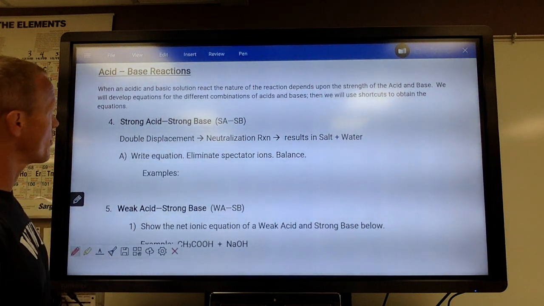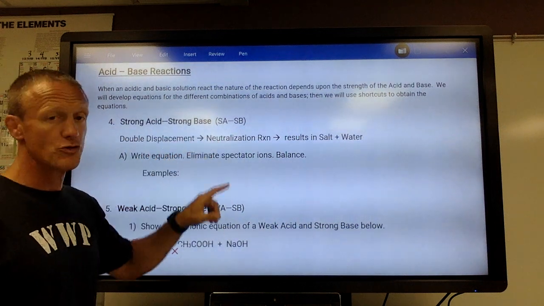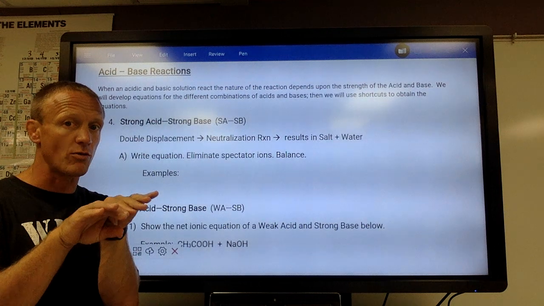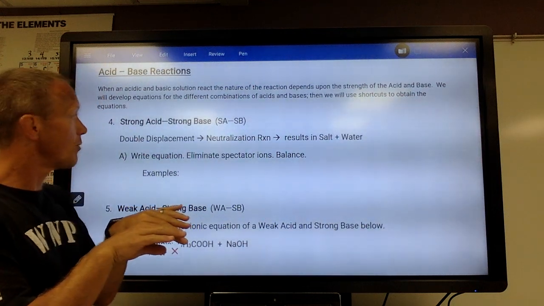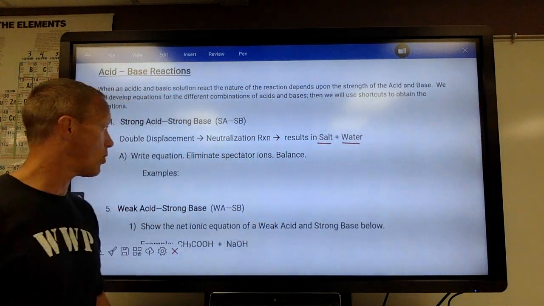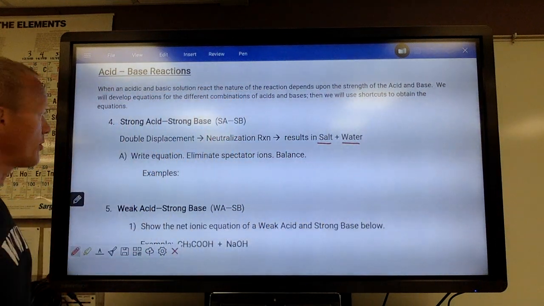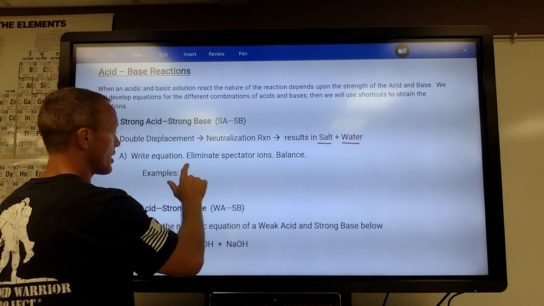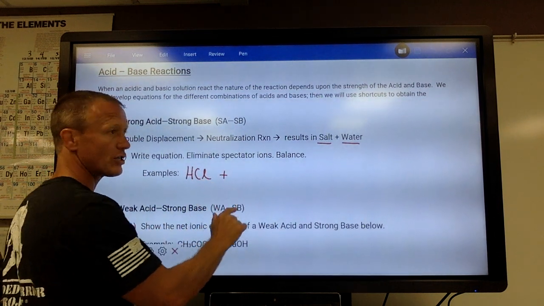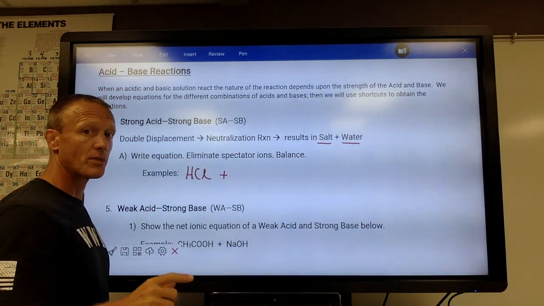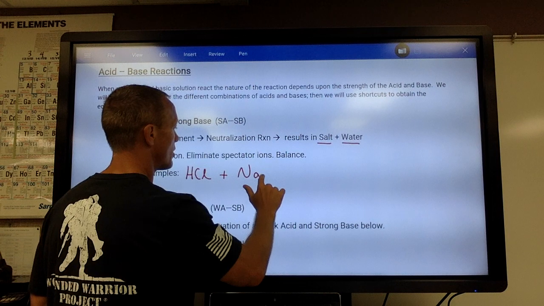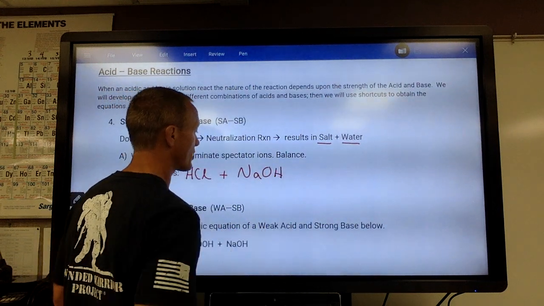So first one, strong acid, strong base, is really a double replacement reaction. It's called a neutralization reaction because the acid and base will neutralize each other if they are in equal molar amounts. Results in a salt of some kind and water. So here's an example. Let's take a strong acid such as hydrochloric acid and react it with a strong base. Strong bases are family 1 elements with hydroxide, part of family 2 as well with hydroxide.